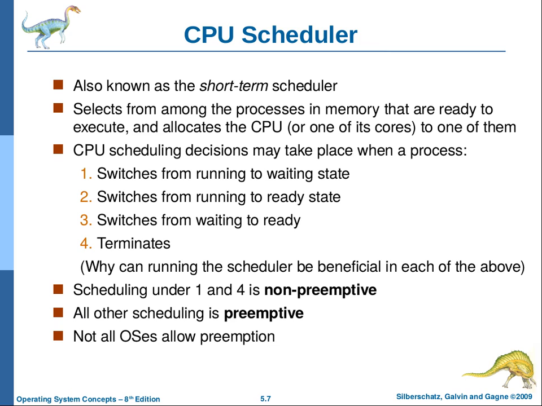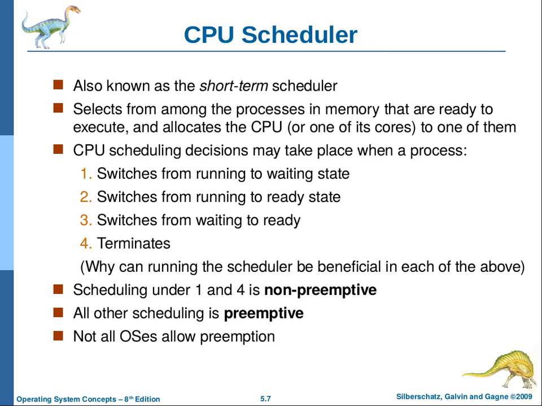CPU scheduling decisions may take place when a process switches from running to waiting, or from running to ready. Running to waiting usually means it's waiting on input. Running to ready means it's been interrupted; it's someone else's turn and it needs to share. Switching from waiting to ready means I/O was received. Terminates means the process died, so you have to take it off the scheduler.